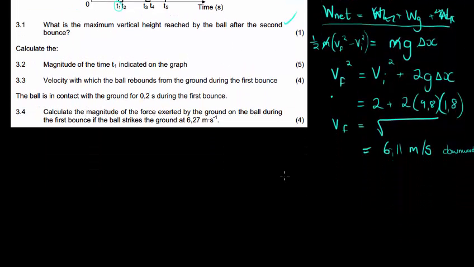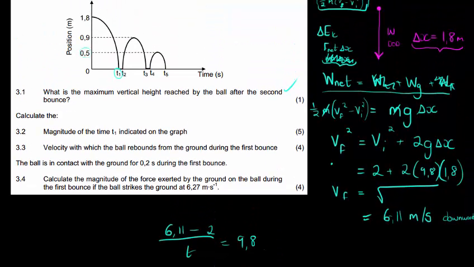But now we can use that formula that you suggested, where we said the change is now 6.11 minus 2 meters per second over time is equal to 9.8. And then what do we get? So you simply divide 6.11 minus 2, divide that with 9.8. 0.42 seconds. Okay, awesome.